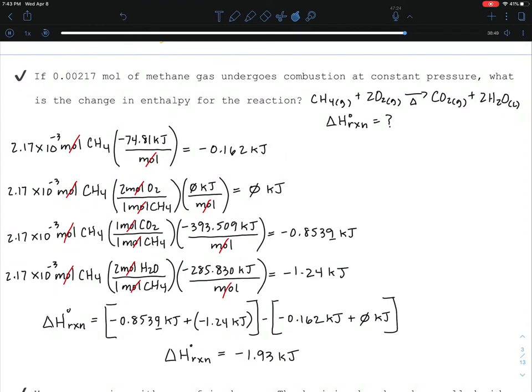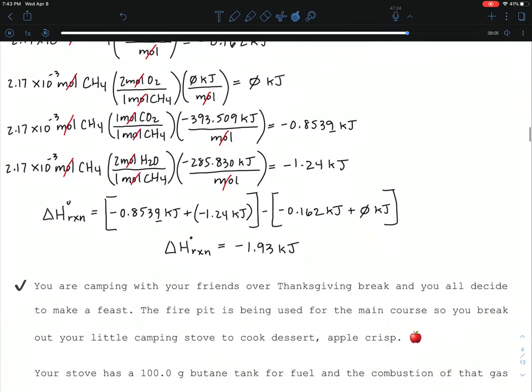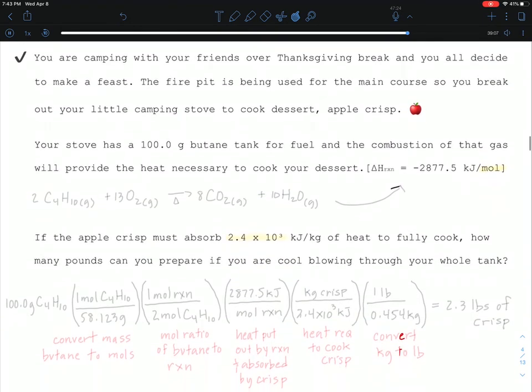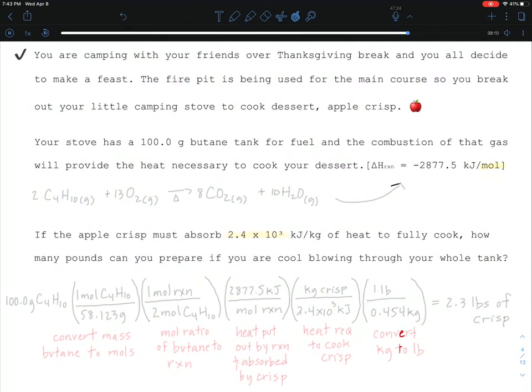Okay, so let's put this into something that we might care a little bit more about. Not too many people are worried about the energy associated with the combustion of 2.17 times 10 to the negative 3 moles of methane, but you might go camping, right? So let's check this out. So you're camping. I made this problem up. I think it might be kind of fun, and it's something that allows us to actually use the heat of the reaction. So often you're actually given the change in the enthalpy for the reaction, and you're trying to make some practical use out of it.